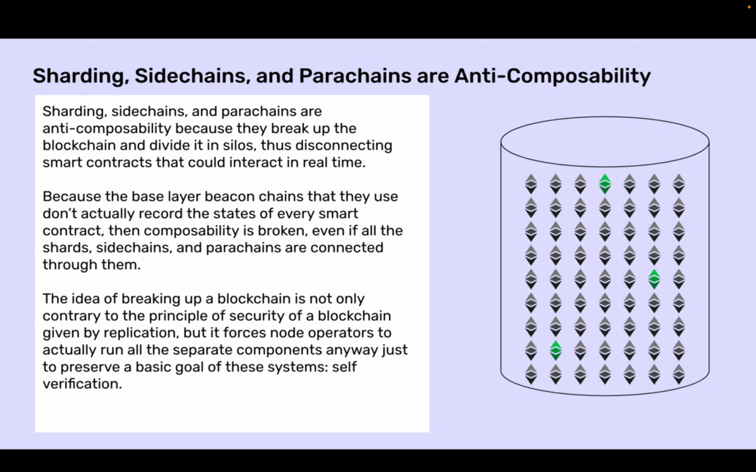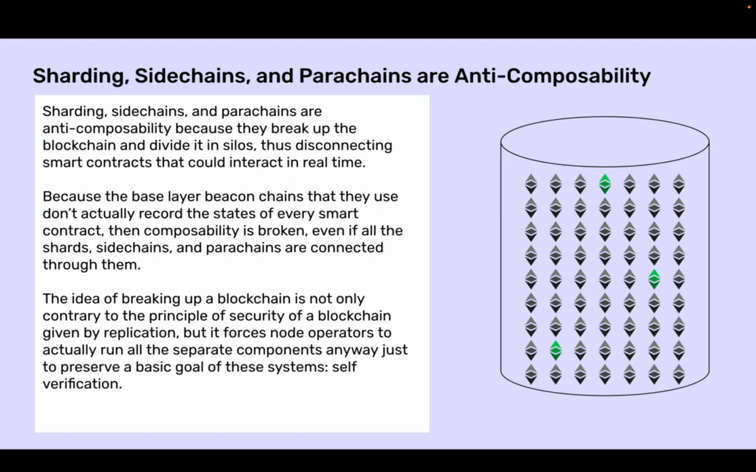Sharding, sidechains, and parachains are anti-composability. Sharding, sidechains, and parachains are anti-composability because they break up the blockchain and divide it in silos, thus disconnecting smart contracts that could interact in real time. Because the base layer beacon chains that they use don't actually record the states of every smart contract, then composability is broken, even if all the shards, sidechains, and parachains are connected through them.